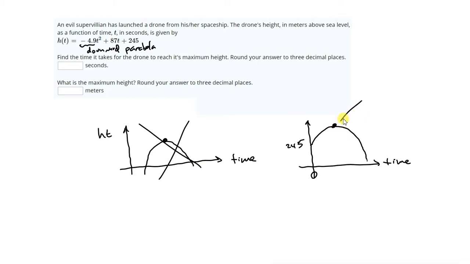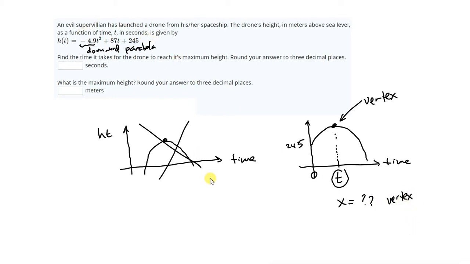Notice, though, that since it's a downward parabola, the highest point is going to occur at the vertex. So when they ask me for the time it takes to reach that maximum height, that's the time it takes to reach the vertex. So that's the input value, or x value, of the vertex. How do we find that? X equals what for a vertex? You should know. Okay? And you should be able to work it out with these numbers.